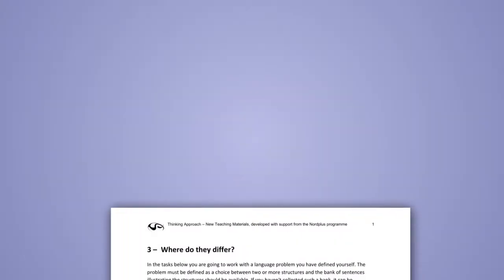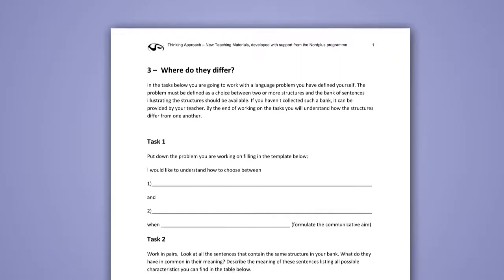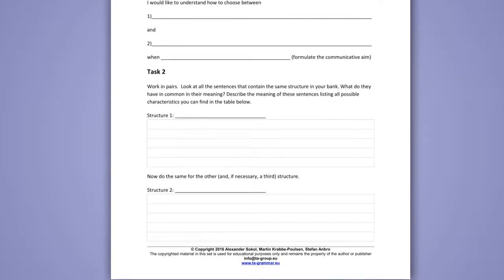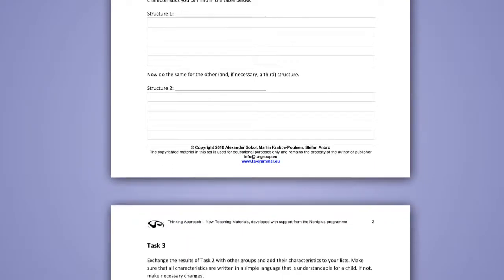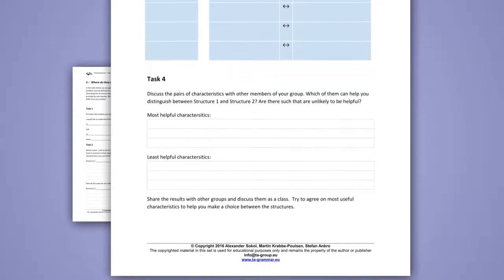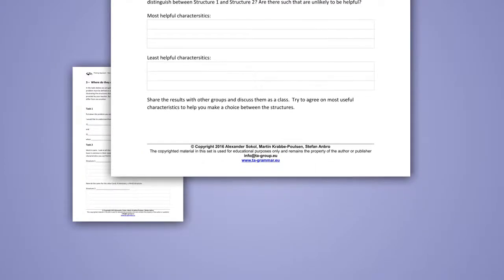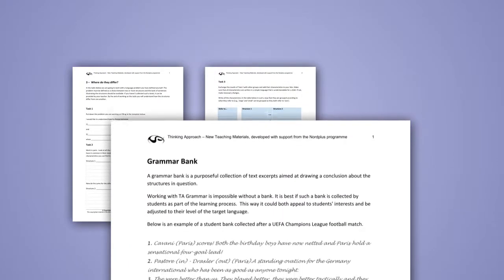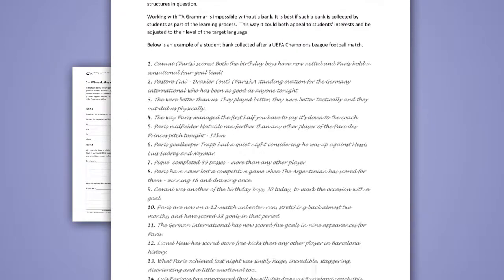In this video, you are going to learn more about the third stage of working with TE Grammar tasks. The main objective of this stage is to get students to produce the description of each structure they're working on. This is done with the help of the bank students collected at stage 2.